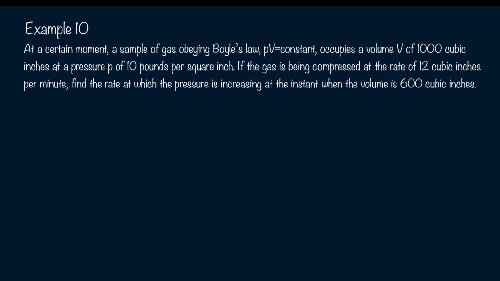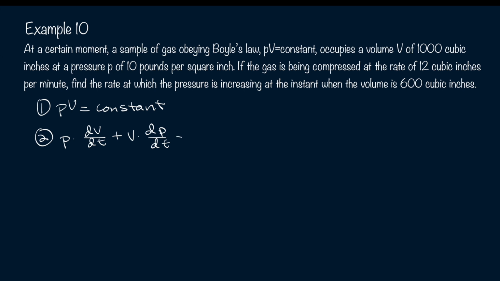So what do we know first? We know that PV equals a constant. Step 2, take the derivative. So remember, we're using the product rule for this. So we get P times the derivative of V plus V times the derivative of P, and that is going to equal 0.